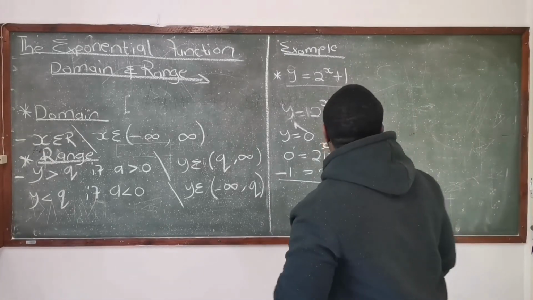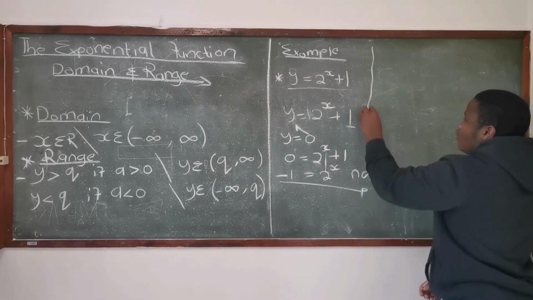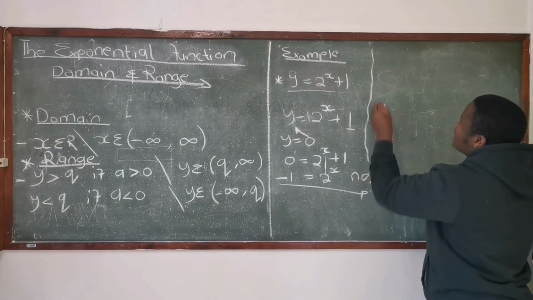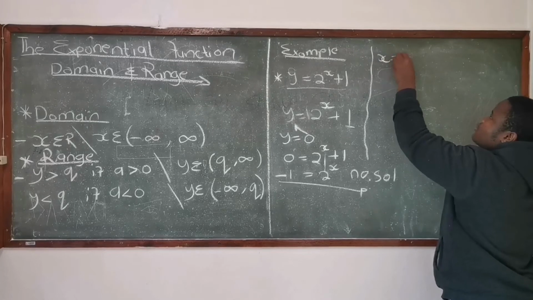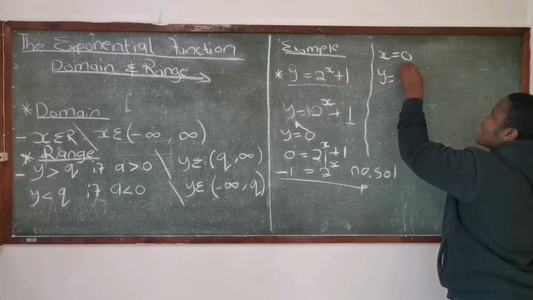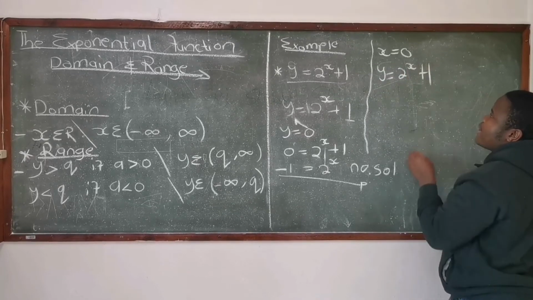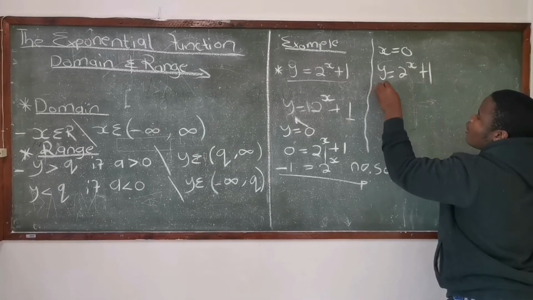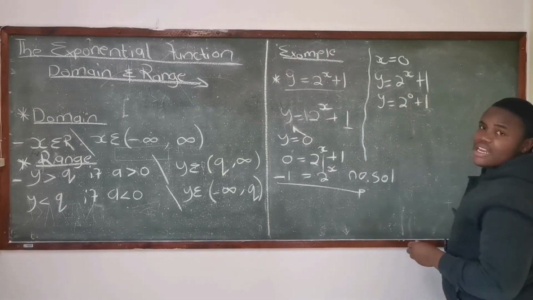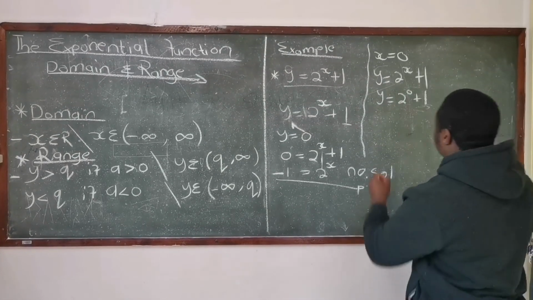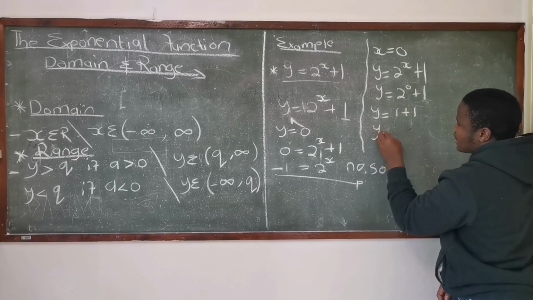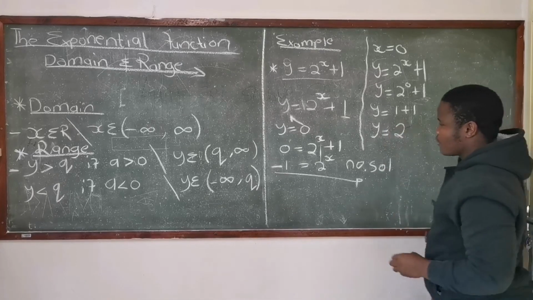Let's look for the y-intercept very fast. Looking for the y-intercept, we do the opposite. We make x to be 0. So for the y-intercept, x must be equal to 0. Simple, right? So y is equal to 2 to the power x plus 1. If x is 0, y is equal to 2 to the power 0 plus 1. Remember, any number to the power 0 is equal to 1. So y is equal to 1 plus 1, and our y-intercept is equal to 2.